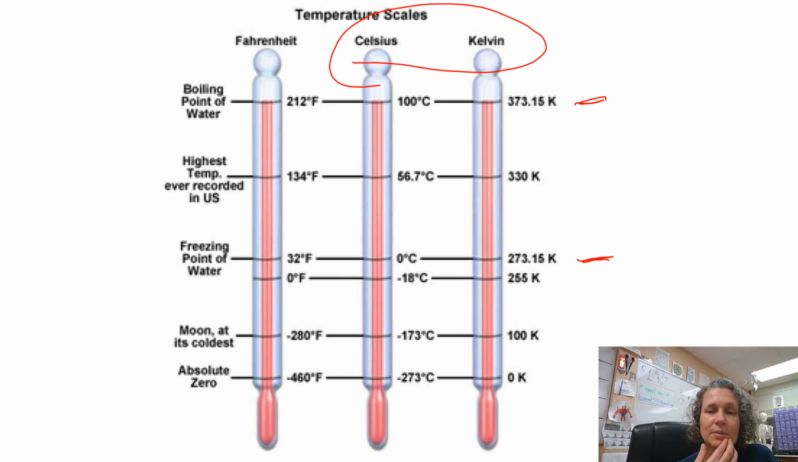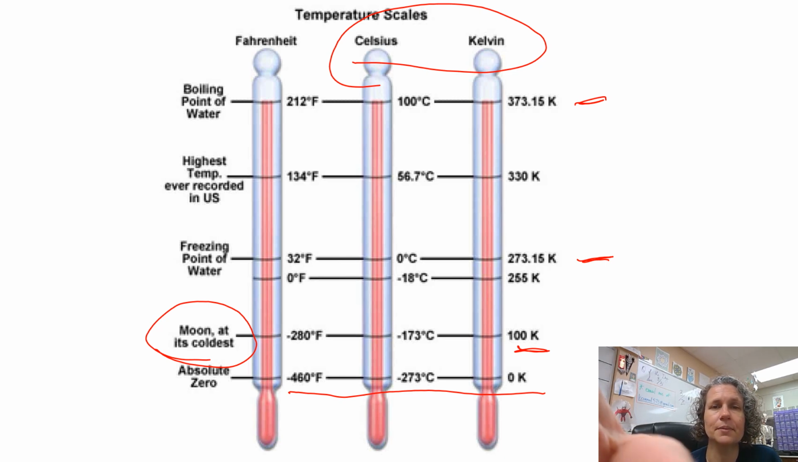And then as you get below 0, notice the coldest, like the moon down here, is negative 280 degrees Fahrenheit, which is still 100 Kelvin. There's still some movement. And then absolute 0, which, like I said, we haven't figured out how to do naturally. In space we can get there, but that's the comparison.